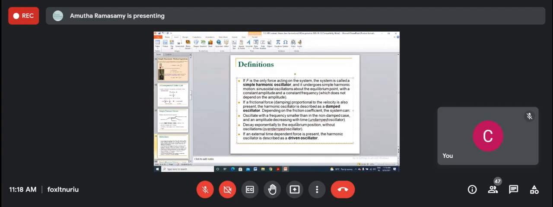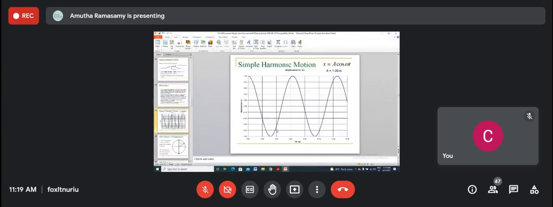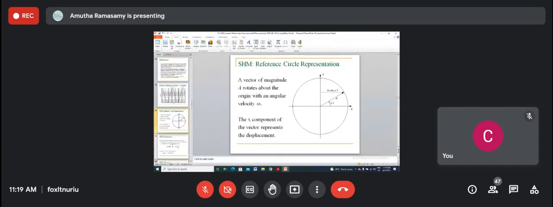The decay exponentially to the equilibrium position without oscillation, that is overdamped. Sorry, the underdamped. If an external time-dependent force is present, the harmonic oscillator describes a driven oscillator. So there is some change. So it keeps on doing this simple harmonic motion. The displacement is A, x is equal to A cos omega t.